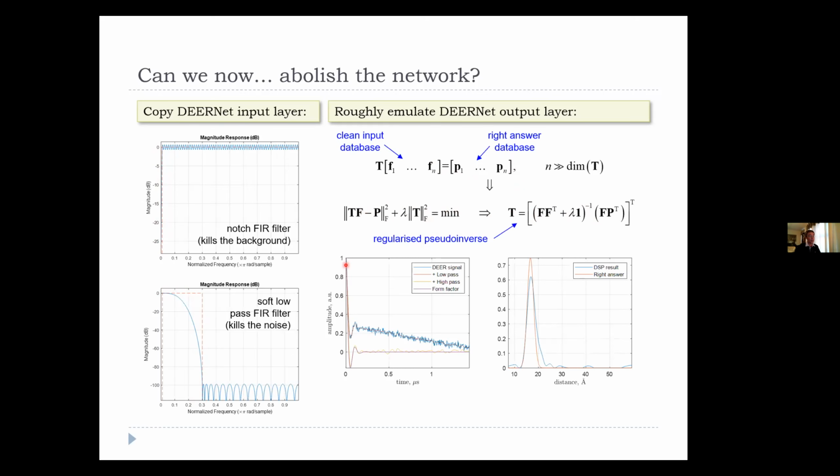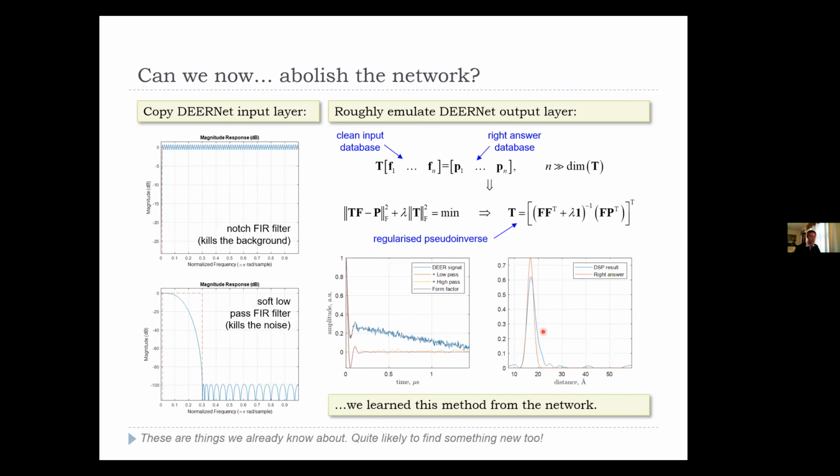So if you take the noisy DEER trace, the low pass filter denoises it, so that's the continuous line, and then the notch kills the baseline, and so you have something smooth. And then after you apply this regularized pseudo-inverse, you do actually get a reasonable agreement with the expected answer. So this is like a Frankenstein, right, that we put together using mechanical cogs. And of course, this has many parameters that you have to tweak, but this is directly inspired by how the network works. And hopefully now the reviewers are going to be kind to us.